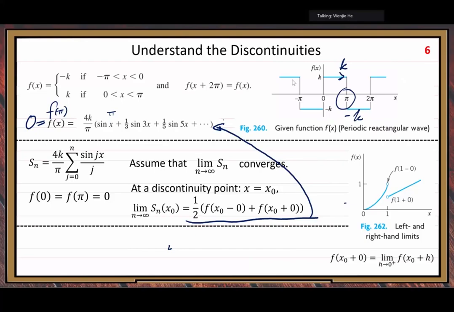Actually, we can also do f of pi over 2. It's a continuous point, so you can plug in directly, because f of pi over 2 equals k. At a continuous point, you don't need to use that average. You just plug in the value and after simplification you get this identity: pi over 4 equals this alternating series, with minus and plus signs.